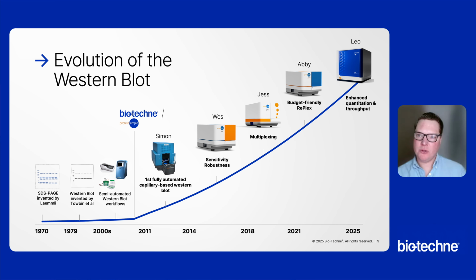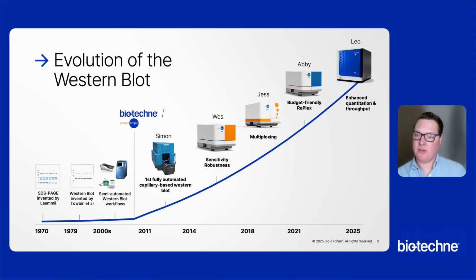Looking at the evolution of Western blot, it was first invented 45 years ago, and the traditional manual approach, utilizing slab gels and transferring to a PVDF membrane for immunostaining, is still used today. Semi-automated Western blotting tools started emerging around the 2000s and provided modest workflow improvements by automating portions of the workflow, such as transfer or staining.